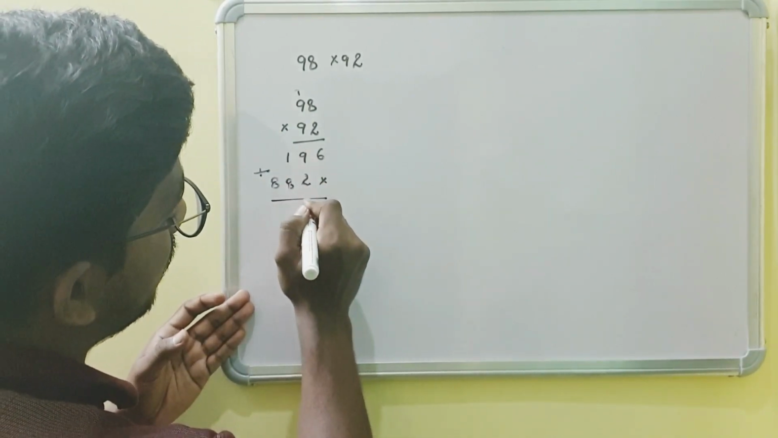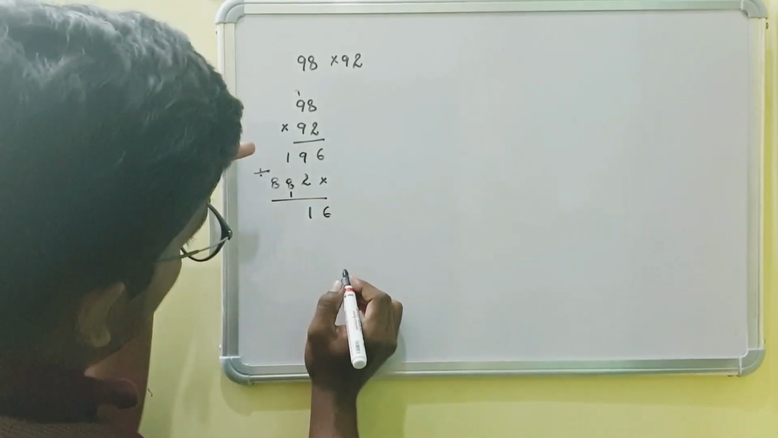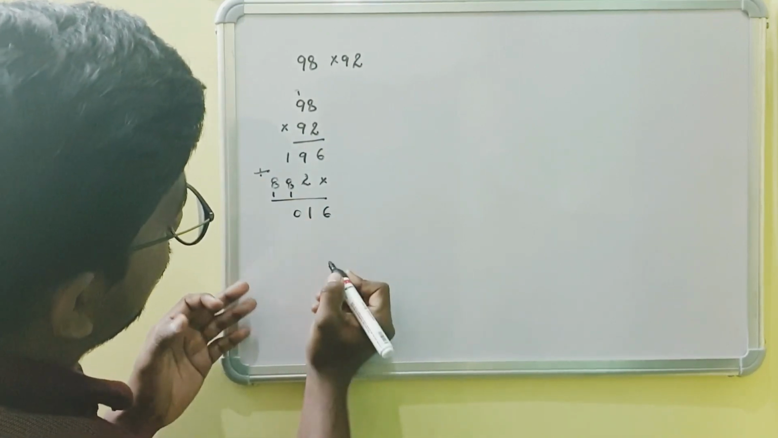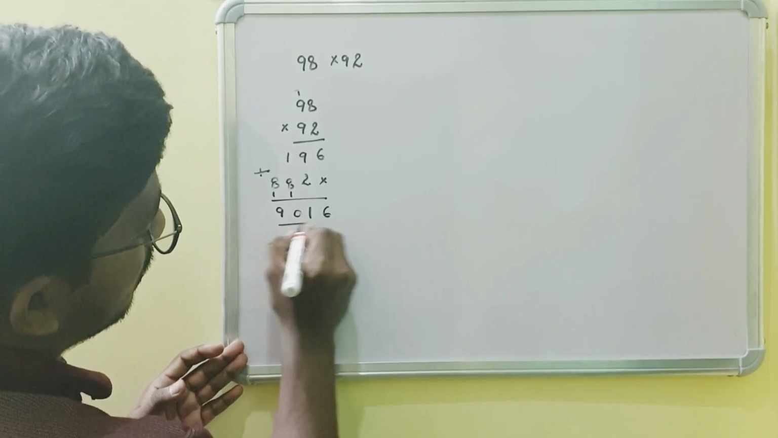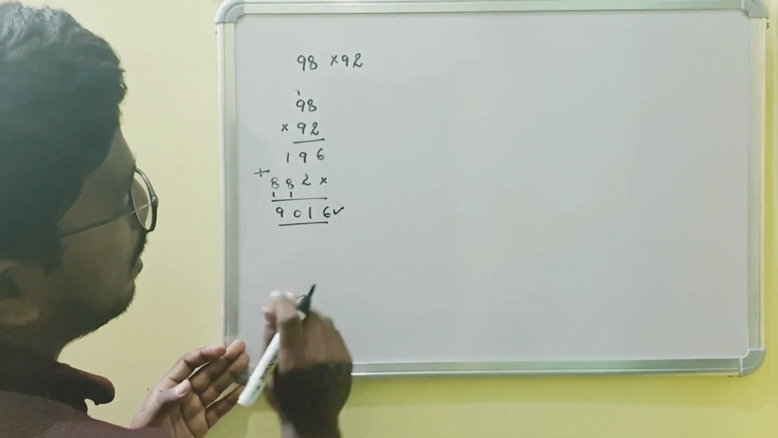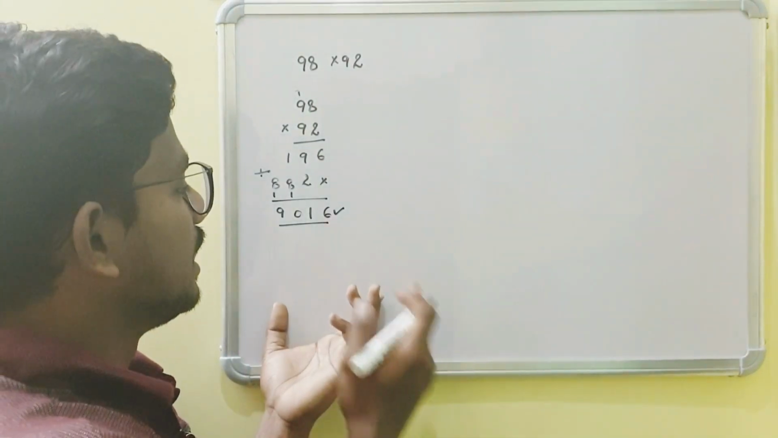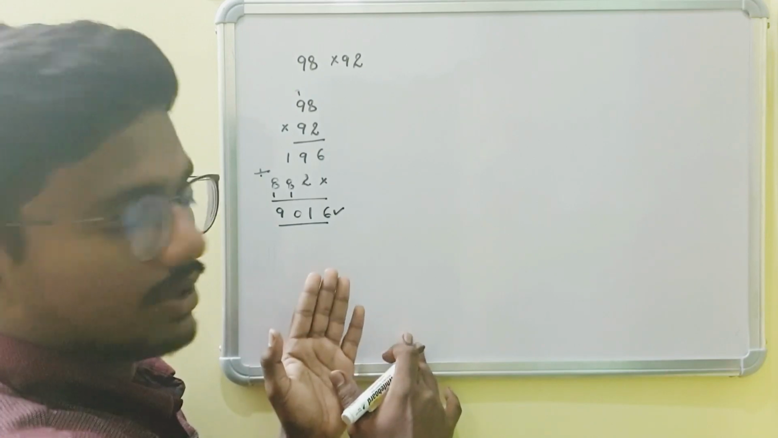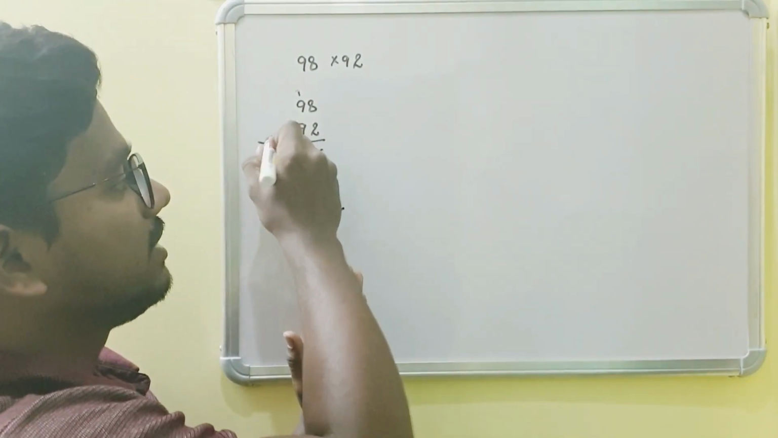6, 9 plus 2 is 11, so 1 will be carried. Then 1 plus 8 plus 1 is 10, and 1 will be carried, so after 8 plus 1 is 9, 9016... 9016 is our answer. This is the basic method. It will be okay if we are not preparing for competitive exams, but once we get into the competitive field, we must not follow this method.